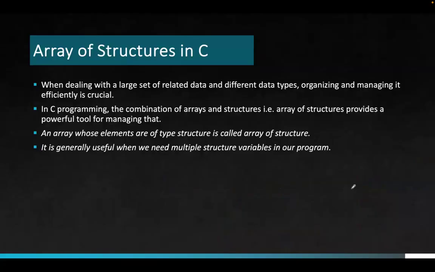Okay, next one is array of structures. When you deal with a large set of related data, with different data types, to organize and manage it is very efficient and crucial. Let's say a person's Aadhaar card. Your Aadhaar card will have several parameters, right? Your name, your father's name, mobile number, address, age, and so on. These are all details associated to one particular entity, the person.